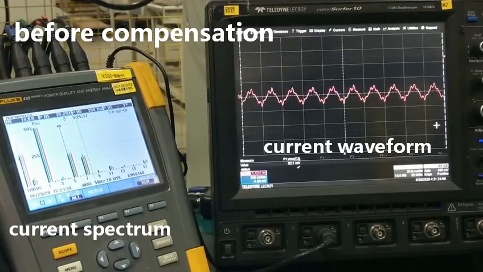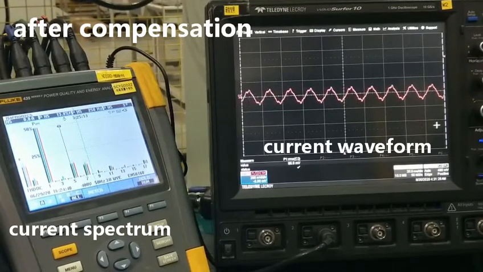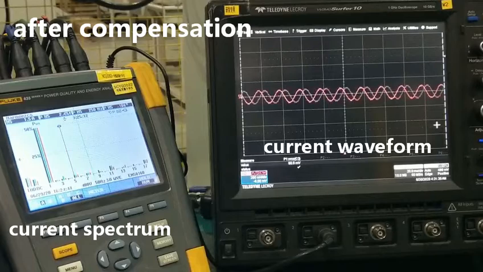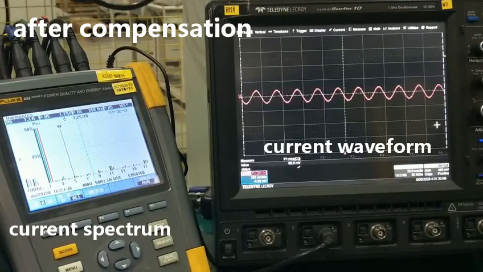And this is after compensation. Left side is a spectrum. Right side is a waveform. You can see most of the harmonics have been cancelled by the APF.